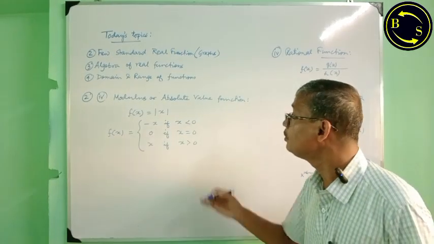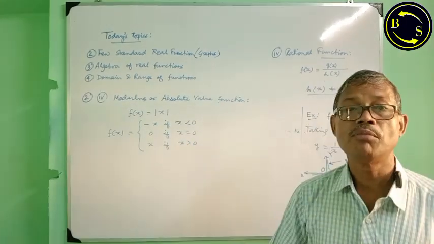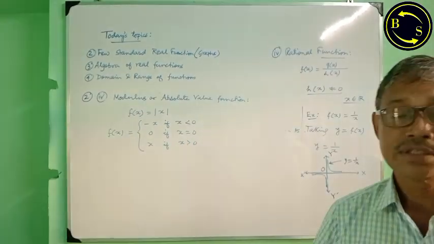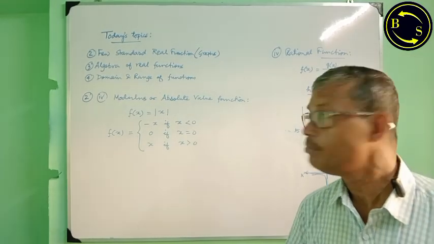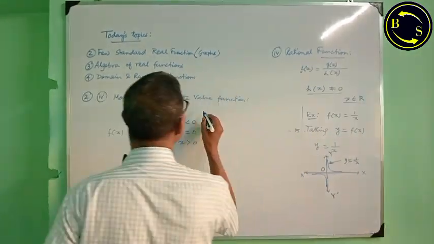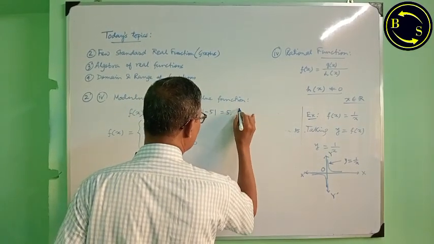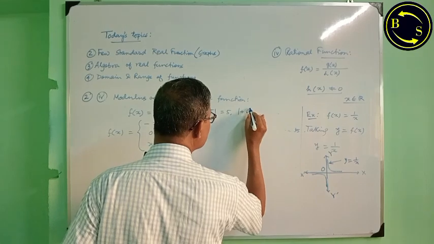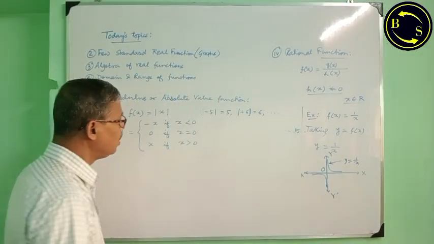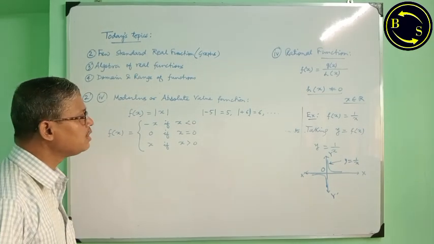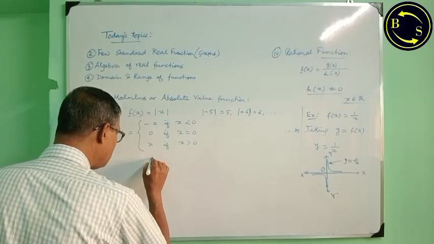Let us recall the matter, absolute value or modulus. Modulus of a number is called its unsigned magnitude. Unsigned magnitude. That means modulus of say minus 5 is 5. Modulus of plus 6 is equal to 6, etc. Now, plotting different points and joining them, we will get the graph.